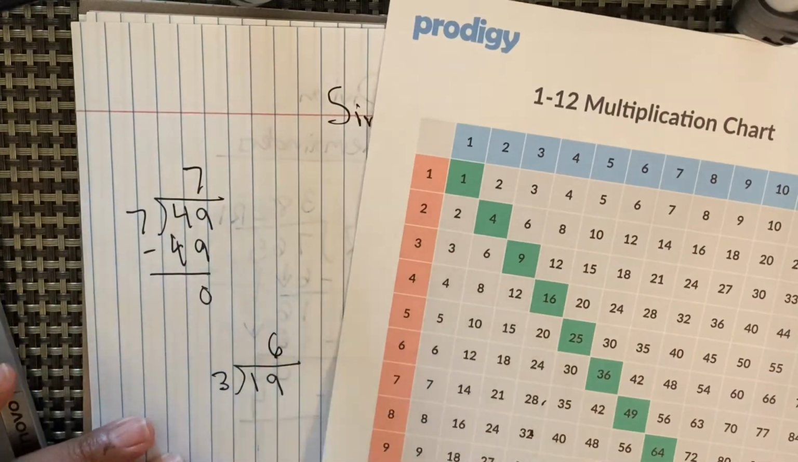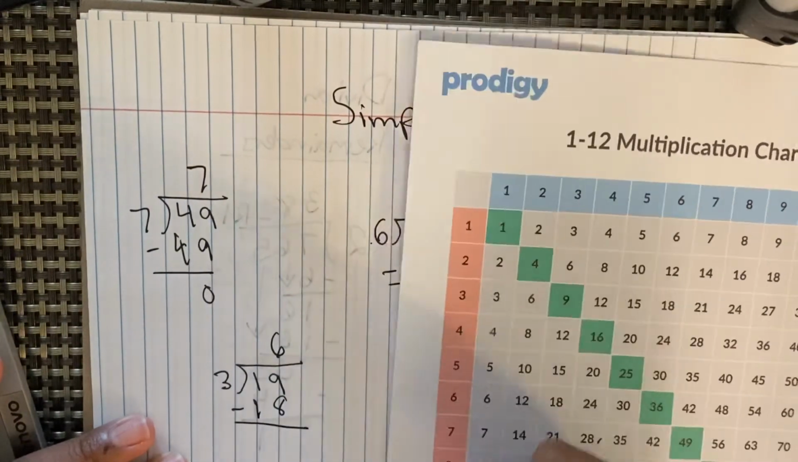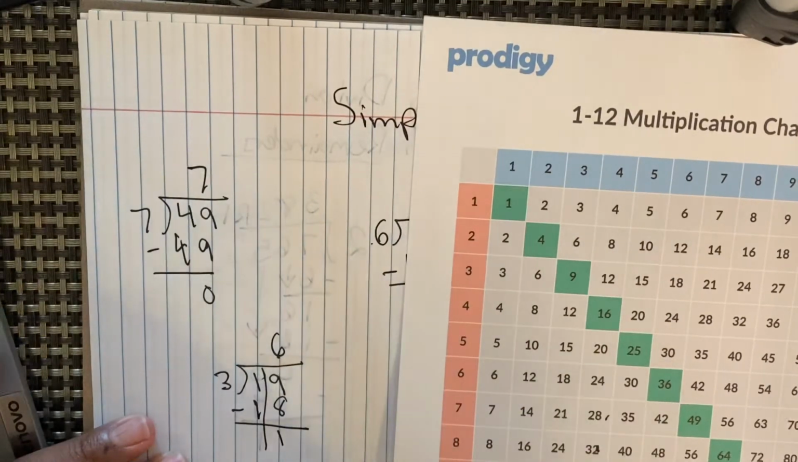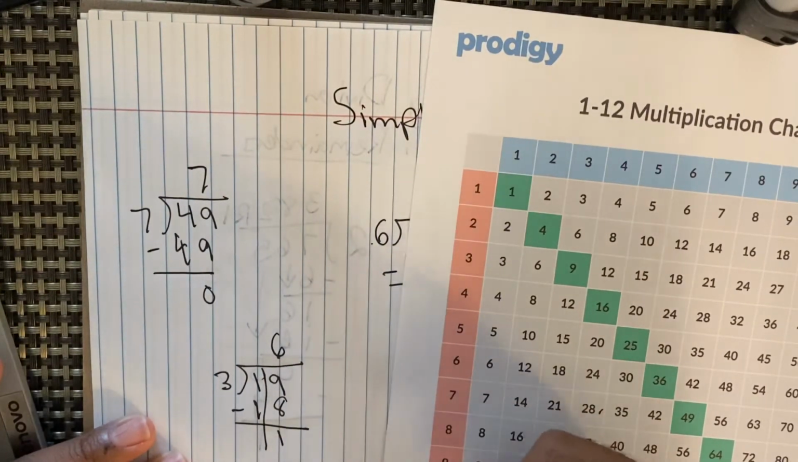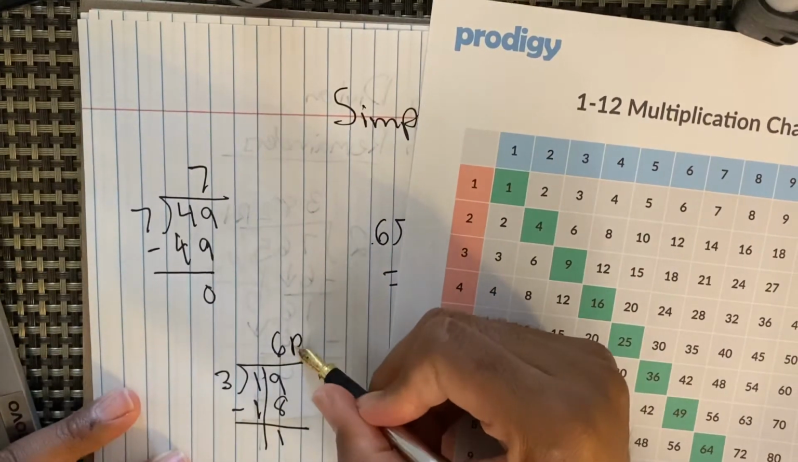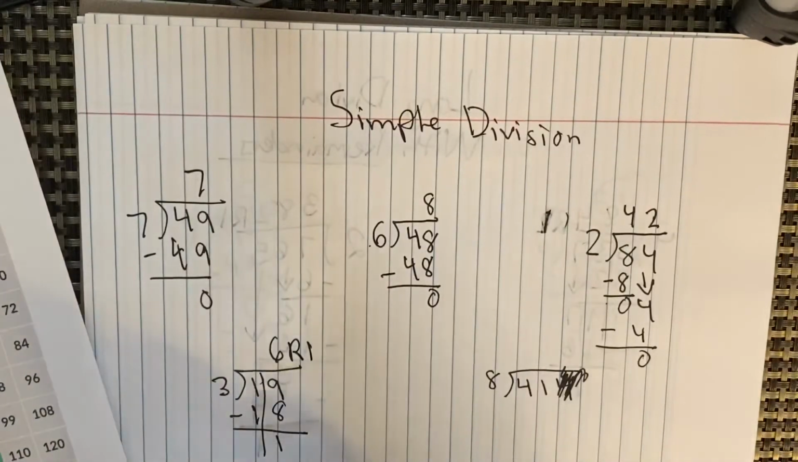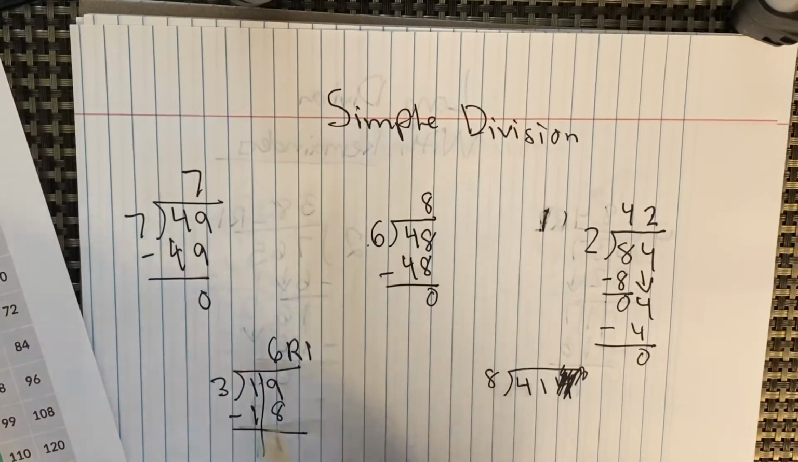But 6 times 3 is not 19. 6 times 3 is 18. So now I can subtract. 9 minus 8 is 1. 1 minus 1 is 0. There is no number left to bring down. So I have kind of like 1 left over. We express that by saying R1, which means remainder 1, okay? So it doesn't go into 19 evenly. It goes into it 6 times with 1 left over.